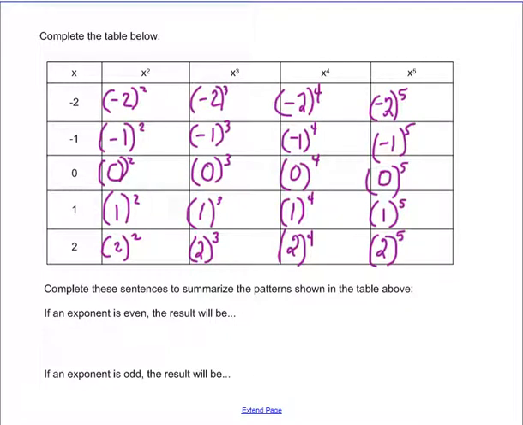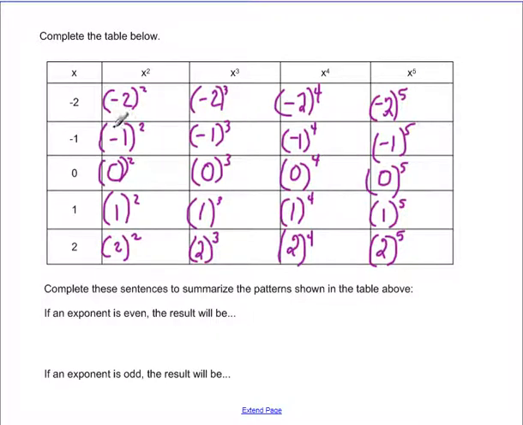Complete the table below. And once we've completed this table, we're going to be looking for some patterns. So let's be thinking about patterns as we go through and complete it. Take a look at what we have here. In our first column, we're given some different values for x. And then in each one of these columns, we're being asked to take that x value and raise it to a different exponent. Here we're going to raise it to the second, then the third, then the fourth power, and then the fifth power.